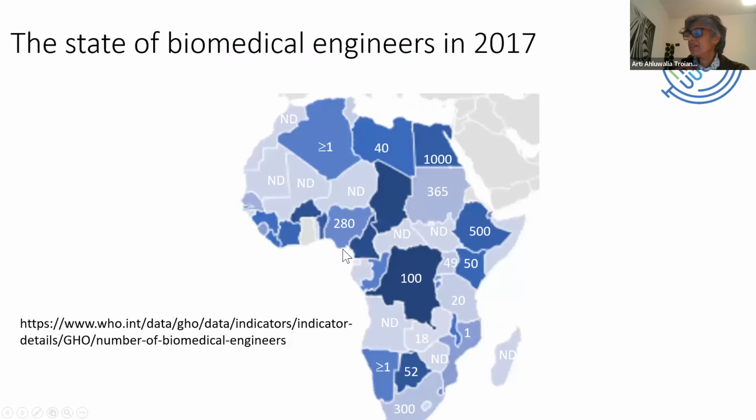Similarly, in Africa, the data was pretty sparse. Some countries didn't reply. So when you have this light blue color across these countries here, for instance, Tanzania had very few, 20.